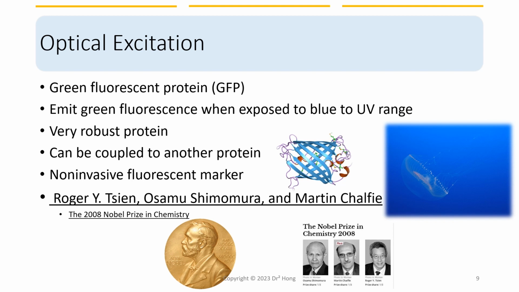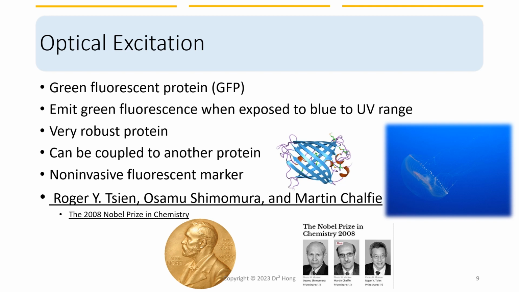So far, the fluorescent molecules we talked about were mostly chemical or small molecules, but in fact, biomolecules such as proteins can also have fluorescent properties, such as the green fluorescent protein or GFP. A GFP can emit green fluorescence when exposed to blue or UV range light. It is a very robust protein that can be coupled or linked to another protein. Because GFP is naturally occurring in some jellyfish species, the protein is harmless for most living organisms, in contrast to chemical fluorescent dyes that are toxic.